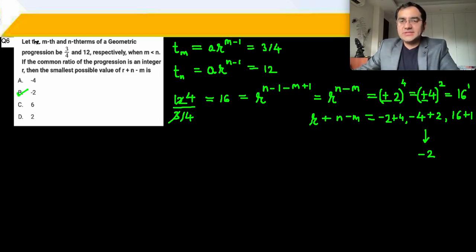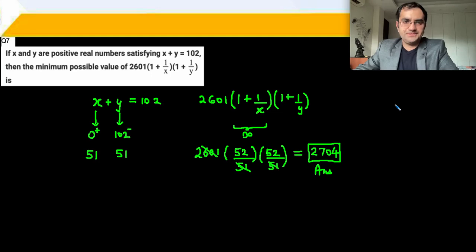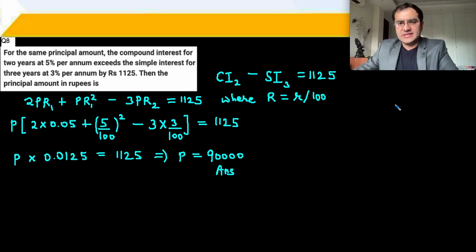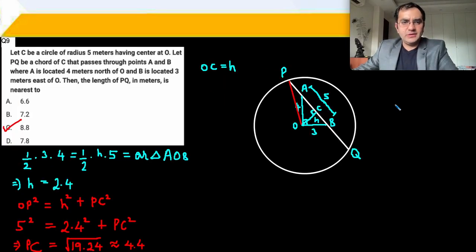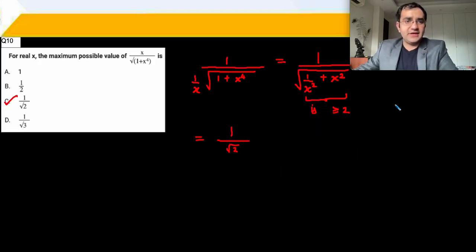This is from sequence and series, basic properties, but then with sequence and series, it is mixing up exponents. So this becomes a moderate level question. Now this was a doable question because values will either be nearby or they will be far away. Question number 7 was doable. 8 was basic SICI and doable. 9th was again a little tricky in terms of drawing some lines and getting the values.